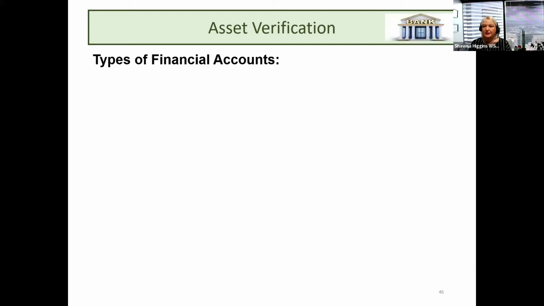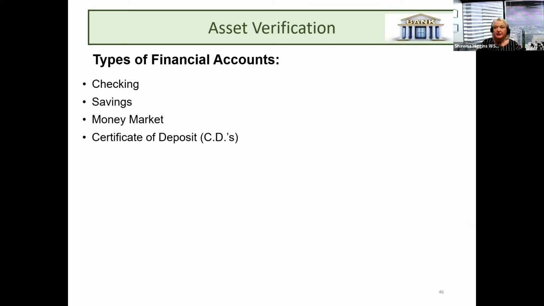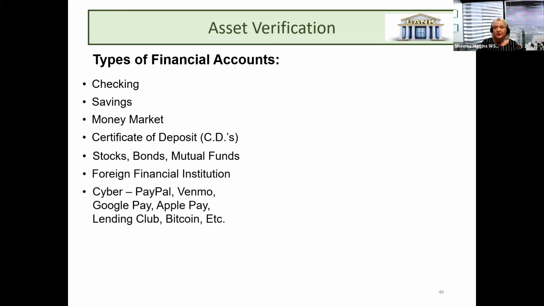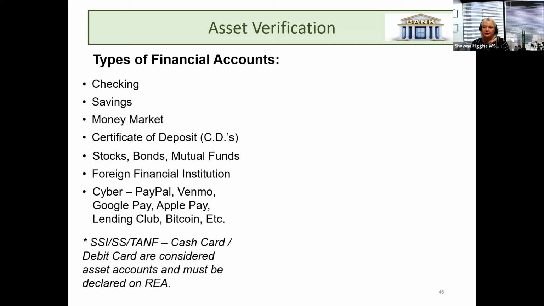All right. So let's look at some different types of financial accounts. Checking accounts, savings, money markets, CDs, stocks, bonds, mutual funds, foreign financial institutions, or cyber accounts, maybe PayPal, Venmo, Google Pay, Apple Pay, Lending Club, or Bitcoin. And SSI, Social Security, and TANF have a cash card or a debit card, and that's considered an asset too.